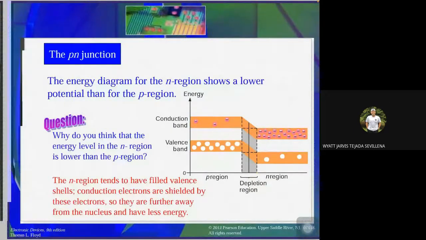The energy diagram for the N region shows a lower potential than for the P region. Because the potential in the N region is lower, that explains the voltage that is generated, right? Because of the difference in energy, right?